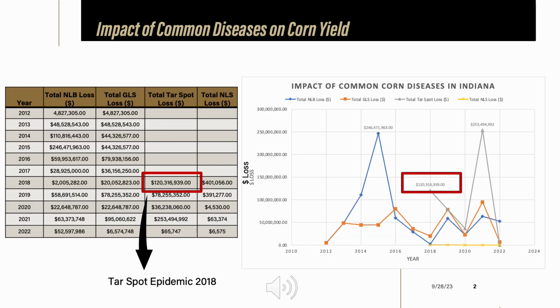My research efforts are primarily focused on four common corn diseases, namely northern leaf blight, gray leaf spot, northern leaf spot, and tar spot. The tar spot disease is of recent origin in the USA, which caused sort of an epidemic in 2018. As per estimates, this disease has resulted in lost production of nearly 500 million US dollars in Indiana in the last 4 years.